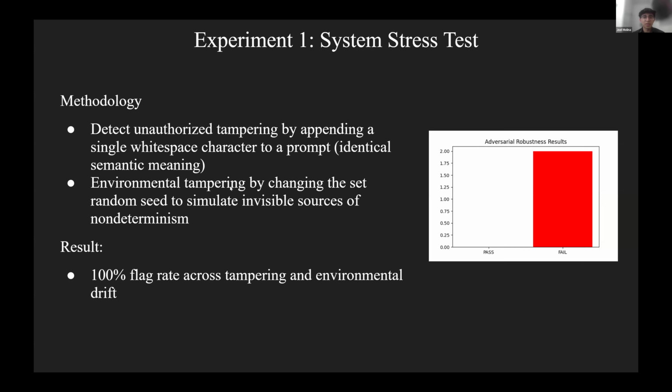For environmental tampering, I changed the set random seed to simulate invisible sources of non-determinism. And as we can see on the right side, this was also detected by the system. And this means there's a 100% flag rate across tampering and environmental drift.